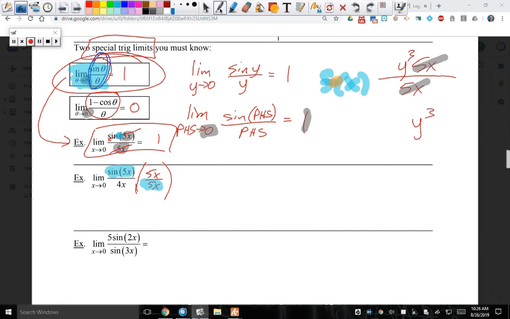So I just multiplied by a form of 1. And get this. I'm going to now cancel this piece and this piece to what? To 1. X over X will become 1. You with me? So here we go. I'm going to write on the top 5 times the sine of 5x over, those x's cancel to a form of 1, so I'm left with 5x, and this 4 is still there. Multiplication, multiplication, multiplication.